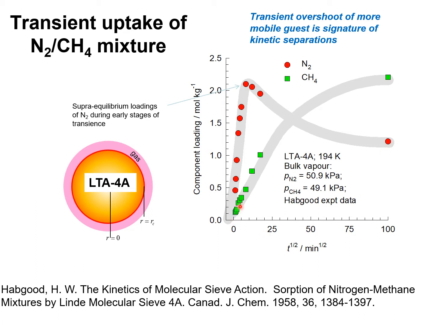The uptake of methane, on the other hand, is monotonic, and the component loadings approach its equilibrium value in a monotonic manner. The attainment of supra-equilibrium loadings of nitrogen and transient overshoots are signatures of kinetic separations.